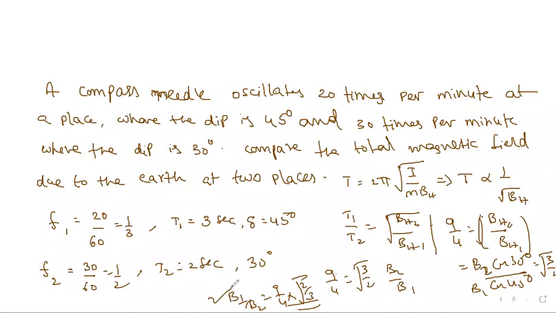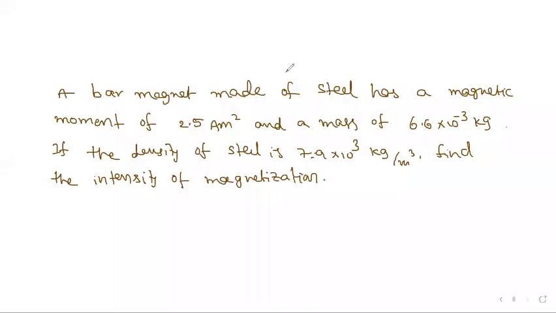Okay, by taking a very familiar equation, that is T equal to 2 pi root over I by M BH. Since I and M are constants, T is proportional to 1 by root BH. And BH also can be taken as B cos theta. By substituting that, we can just calculate the values of B1 by B2. Then it will be 9 by 4 into root over 2 by 2.